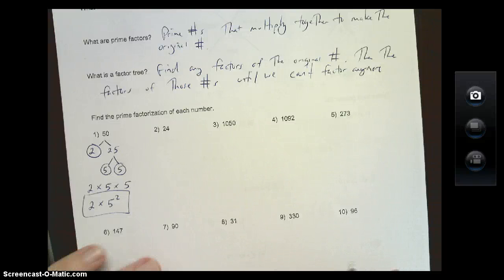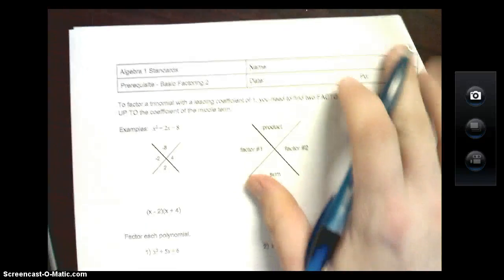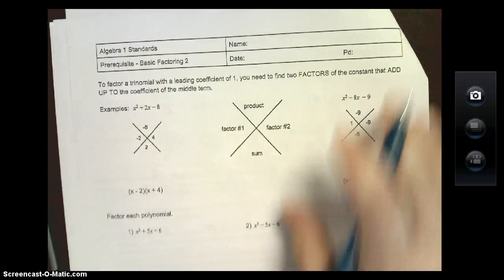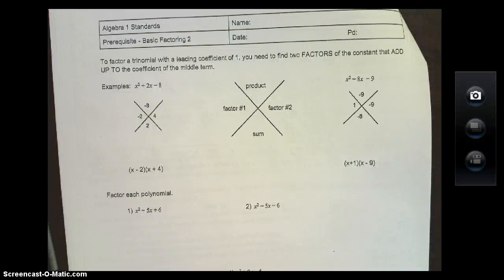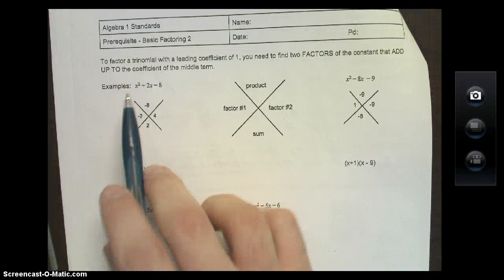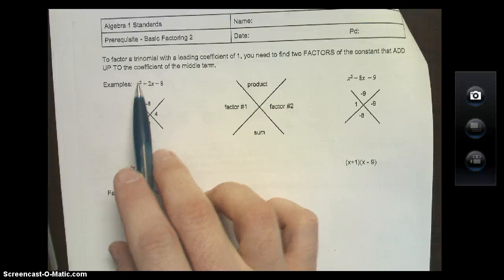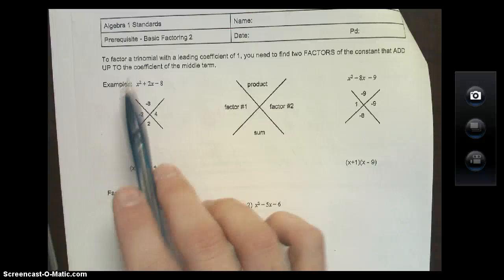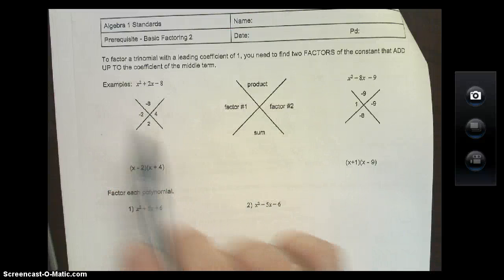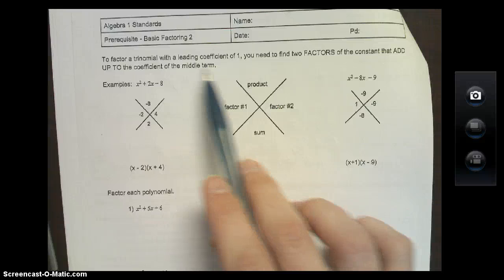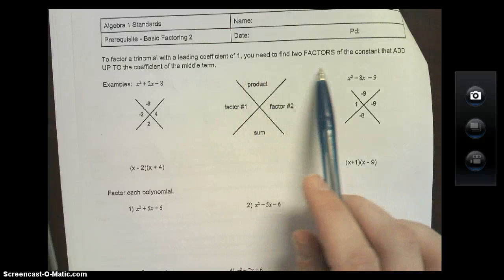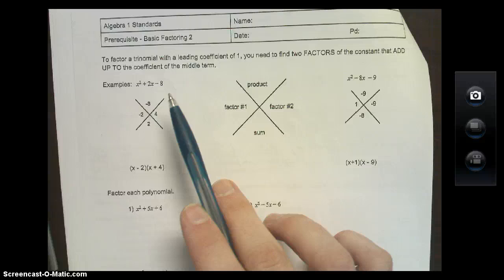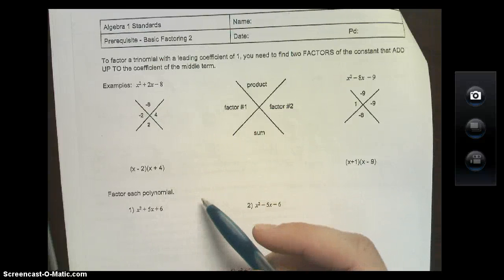Awesome. Now I'm going to jump to the back of this page, and we are going to ramp up the difficulty a little bit. This is factoring a trinomial. A trinomial is when you have 3 terms: 1, 2, 3. It's normally in the form of x squared followed by x followed by a constant, some kind of number. The method we're going to show here, we call the x factor. To factor a trinomial with the leading coefficient of 1, you need to find 2 factors of the constant that add up to the coefficient of the middle term. Let's take a look.